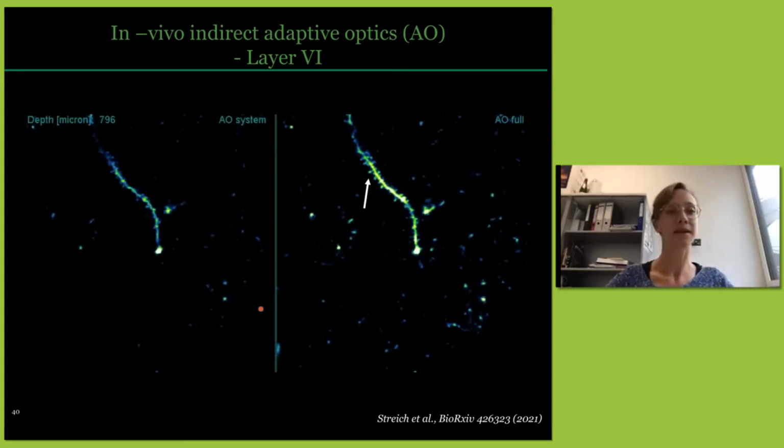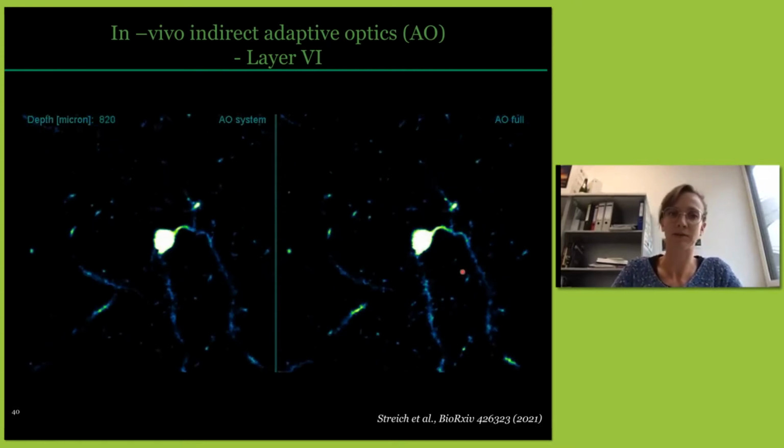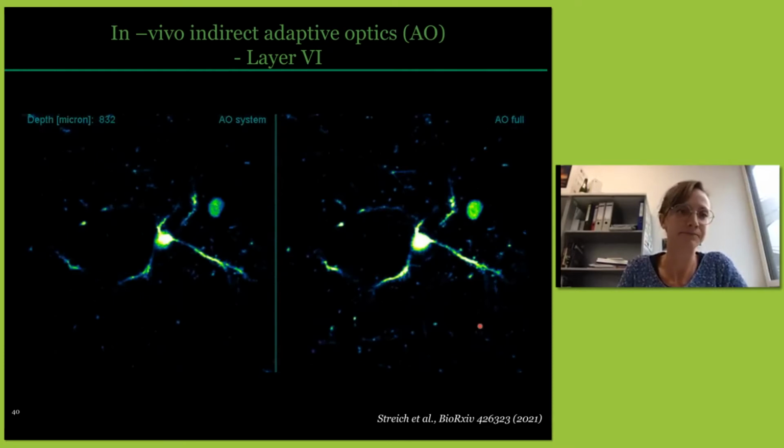And here you can see another example also acquired at 800 micrometer depth at layer 6, where you can also appreciate that we can now, with full aberration correction, resolve all the fine details so that we achieve synaptic resolution really throughout an entire cortical column. You can also see in this video where you appreciate that we really can see all this fine detail.